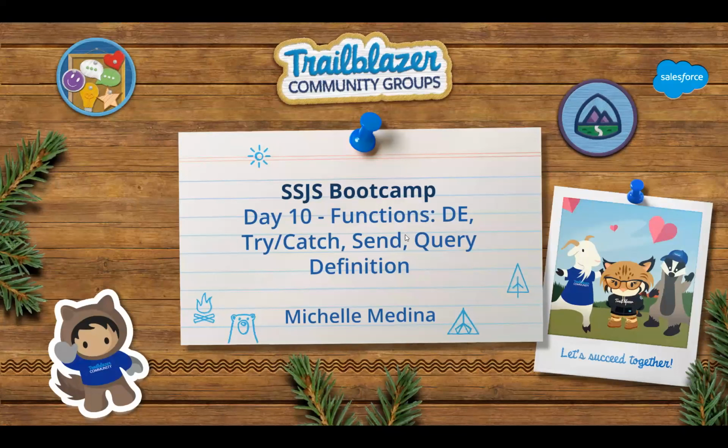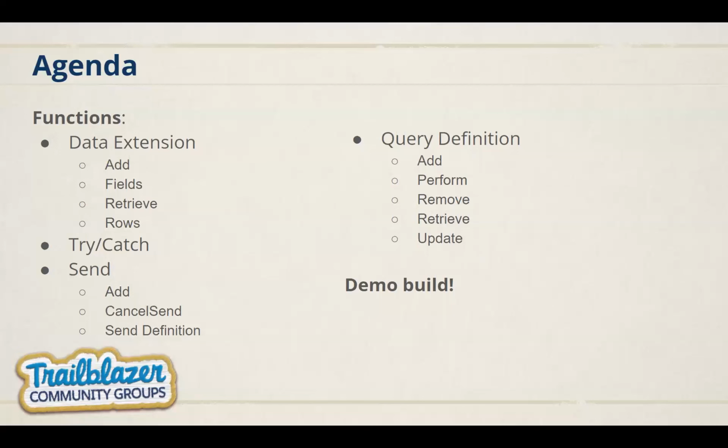All right. So like I said, we'll be discussing a few different SSJS functions. So we'll go through the data extension, the try catch, send query, the send function, and the query definition as well. I actually want to walk through the data extension functions and the try catch, then jump straight into the Marketing Cloud platform to start using some of those functions hands-on, and then we can jump back to the deck to walk through a few more of these functions.